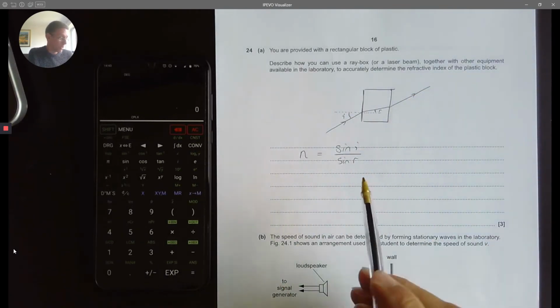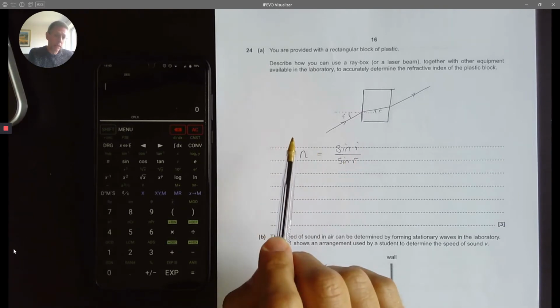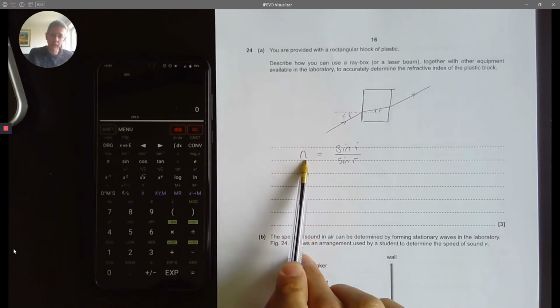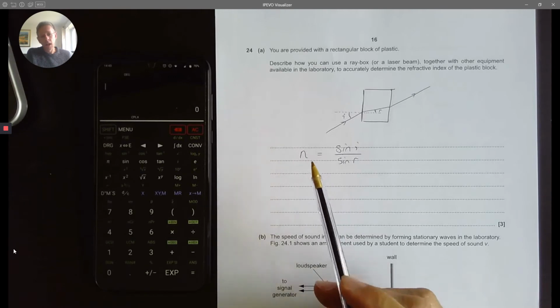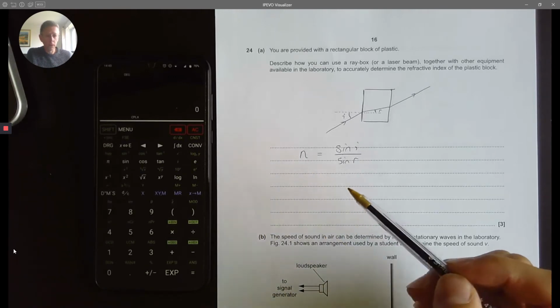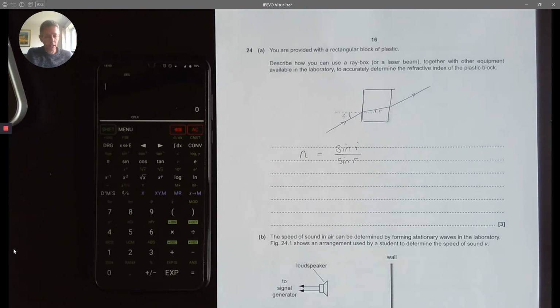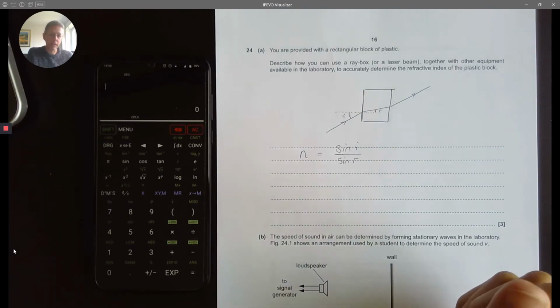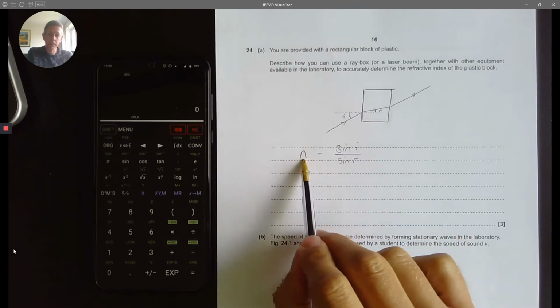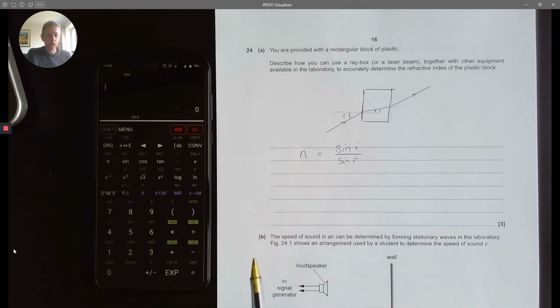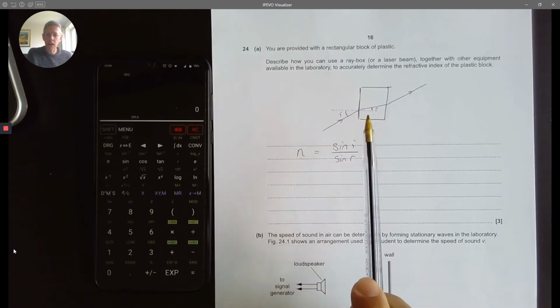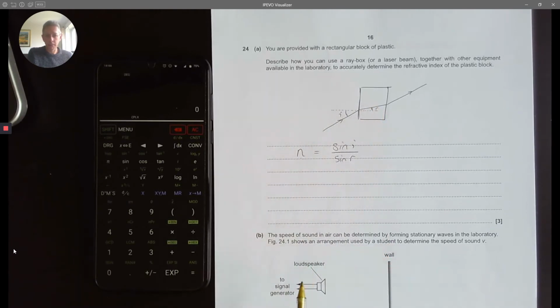If you wanted to, you could say do it for multiple angles and get multiple values for this and take an average, or even better, take multiple values and plot a graph of sine i against sine r, and that should be a linear relationship, and the gradient of that graph will be the refractive index. So take advantage of spaces to draw diagrams in, because it can save you a lot of words.